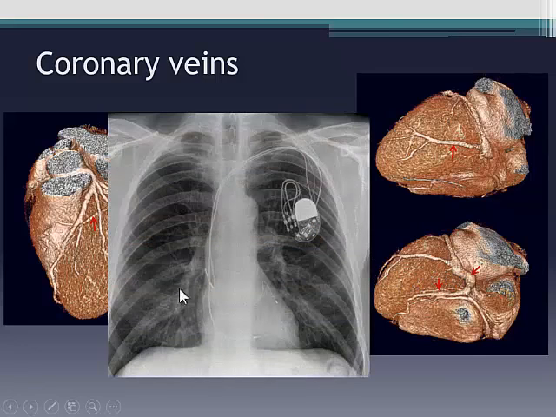Okay, so this is just an example of somebody with a biventricular pacemaker. You know it's a pacemaker, not an ICD, because they're thin lines. You've got one that goes up into the right atrium. This is obviously in the right ventricle. And then this is the one that lies in the coronary sinus. So that should be slap bang against the lateral wall.